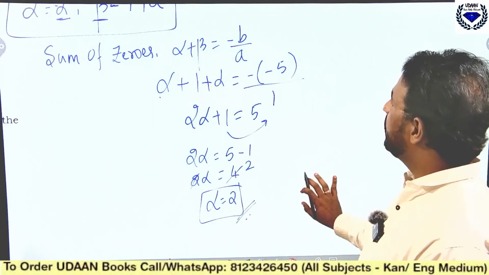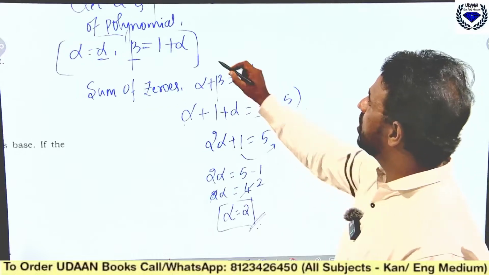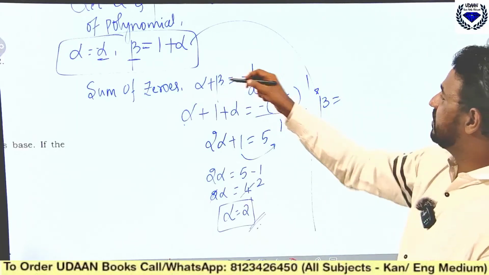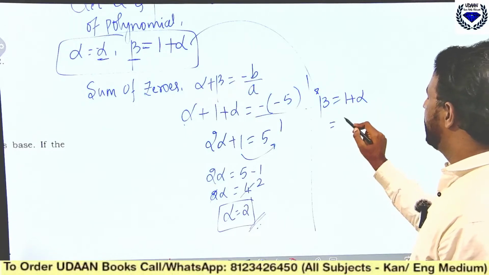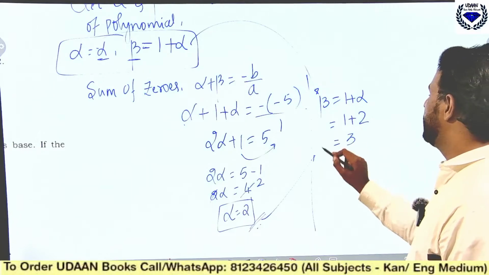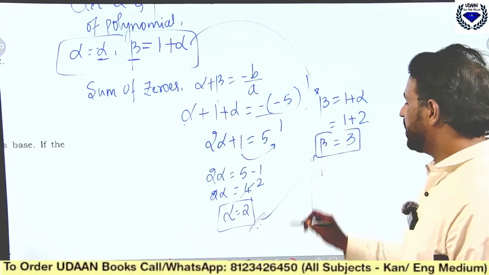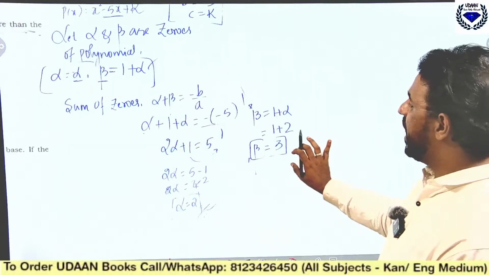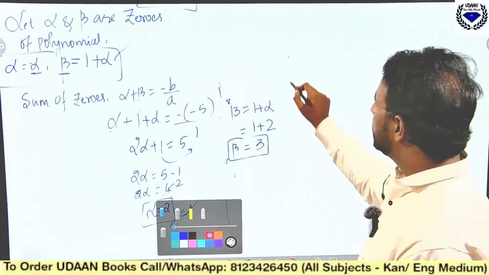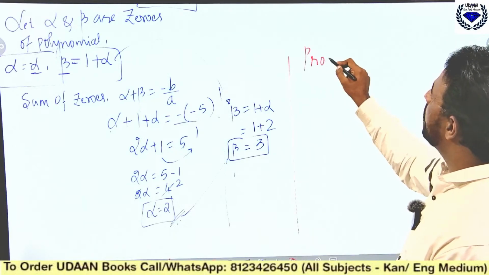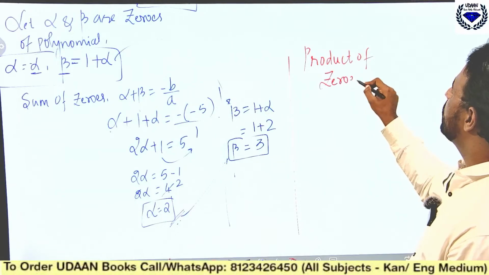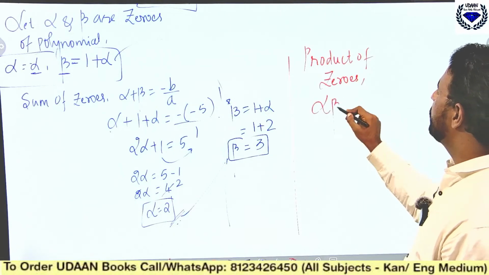Now if you got alpha, then similarly you will get beta also, because you know what beta is. From this equation, beta is 1 plus alpha, and just now we have found alpha is 2. So 1 plus 2, beta is how much? 3. So now we got both alpha and beta. Now easily you can find the product. What is the formula for the product of zeros? Can somebody tell me? That is alpha into beta.